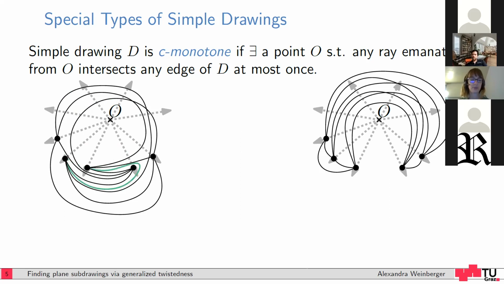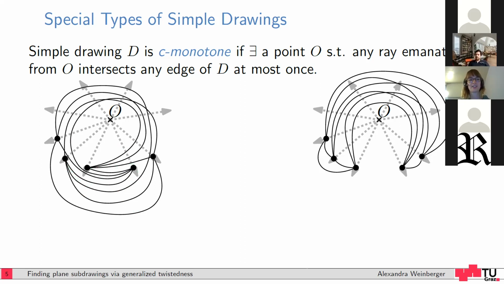What we cannot do is do it like this, like go in one direction and then turn and come back, because then we would have exactly this double crossing of rays that cross something twice. So this would not be C-monotone.